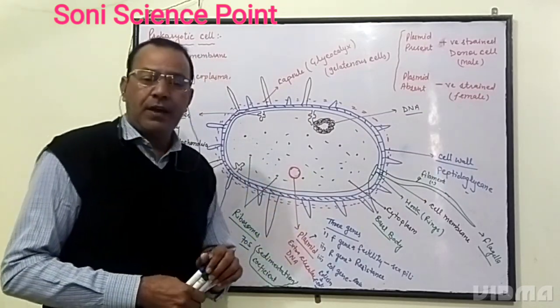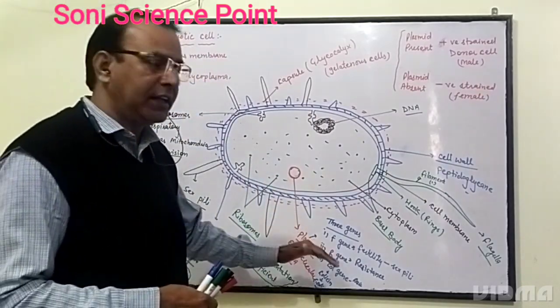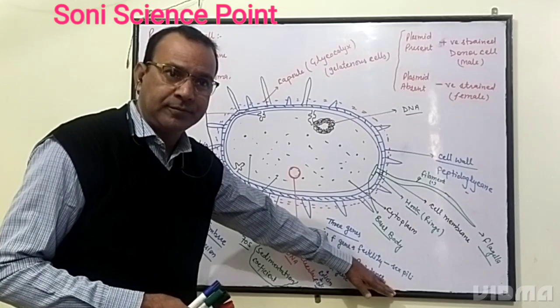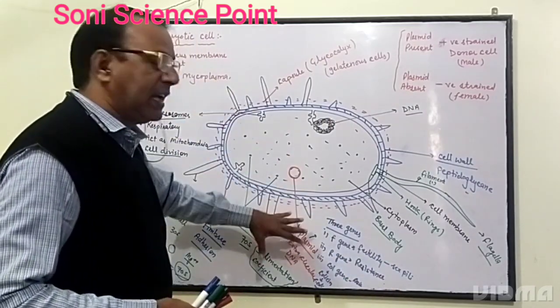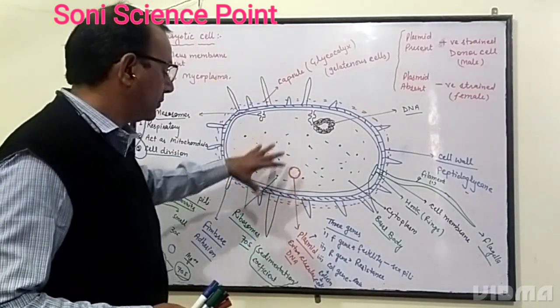So there are 3 types of genes present in plasmid which help in different ways of the prokaryotic cell. F gene is able to give fertility; this makes the sex pili. It means it is only present in the plasmid of the male cell.